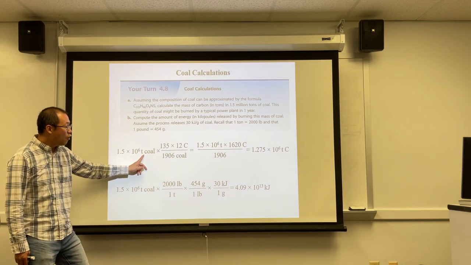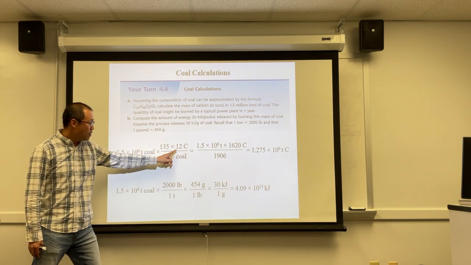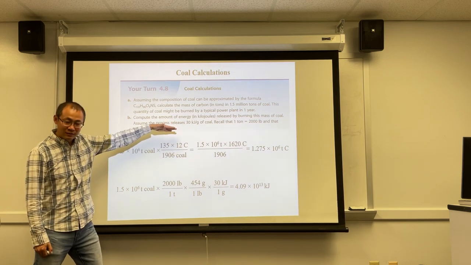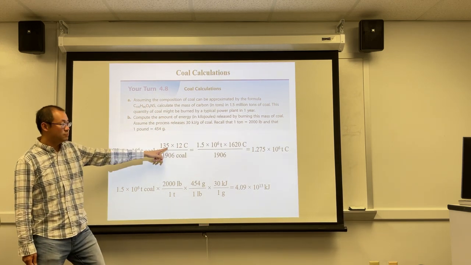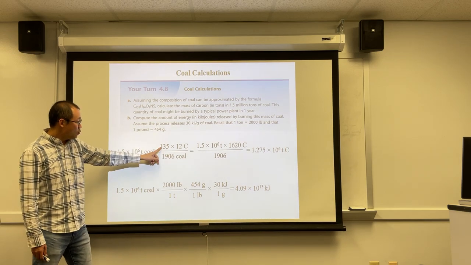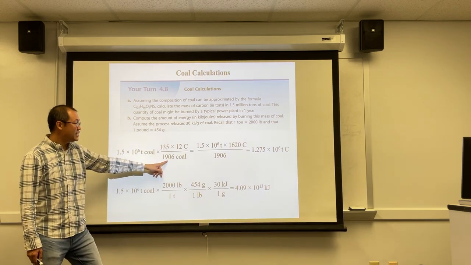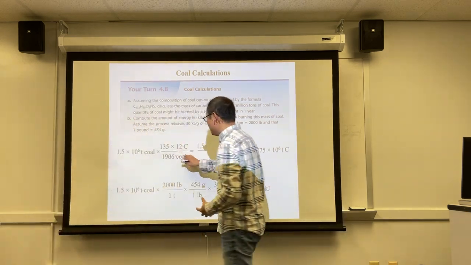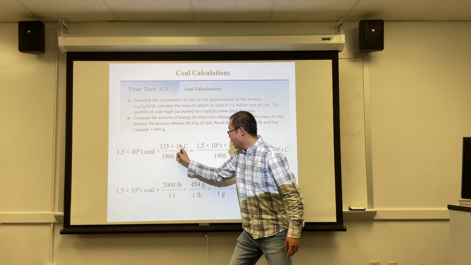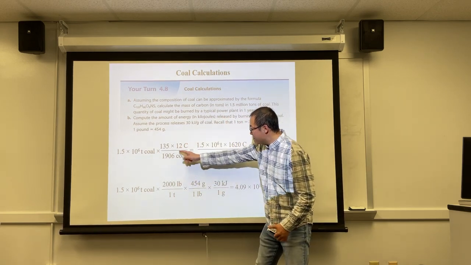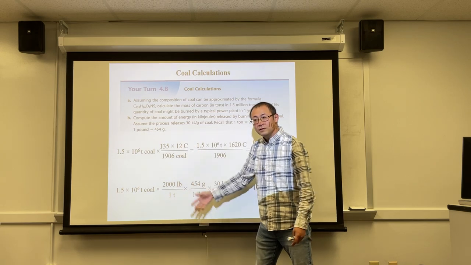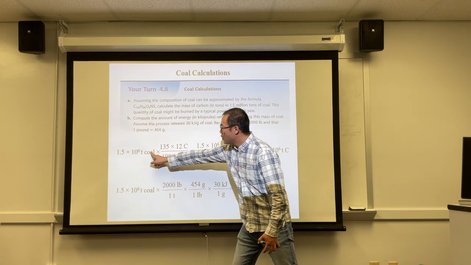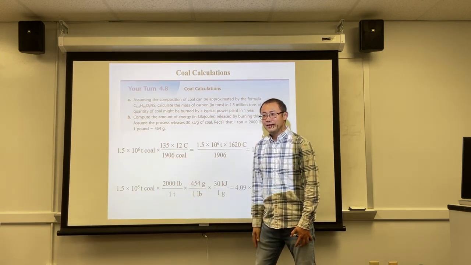Remember, we were given coal, we want carbon, is that right? So we put the mass of coal in the bottom, and the mass of carbon in the top, because 135 times 12 over 1906. You can see that there's actually no unit, but we actually can put tons on both. You can put grams, you can put kilograms, you can put tons. So bottom line is, if you put the mass of coal in the bottom, coal and coal can cancel.